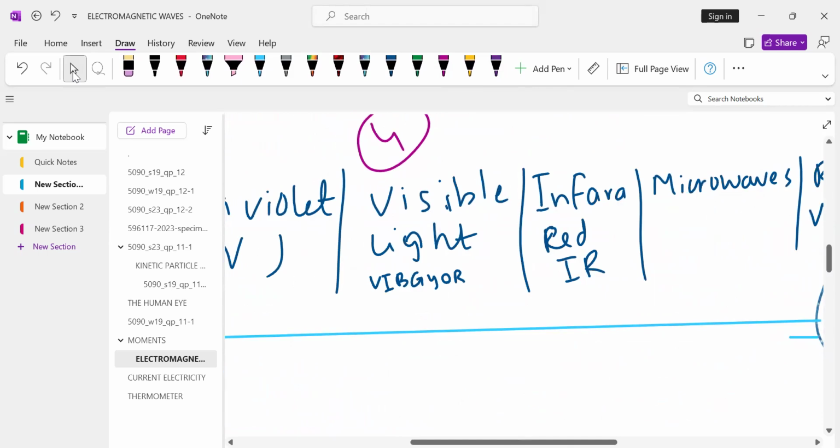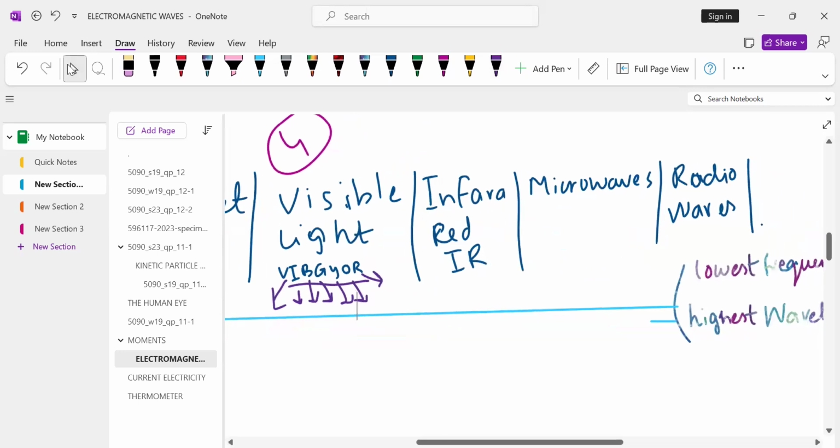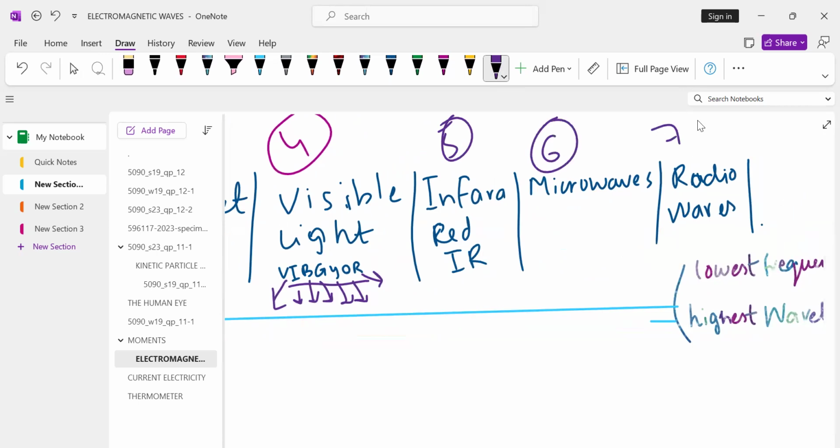First is violet color, or I have written it as VIBGYOR. It is the short form to remember these colors. V is for violet, I is for indigo, B is for blue, G is for green, Y is for yellow, O is for orange, and R is for red. Then we have infrared, which is 5th. Then we have microwaves, which is 6th. And then we have radio waves, which is 7th.